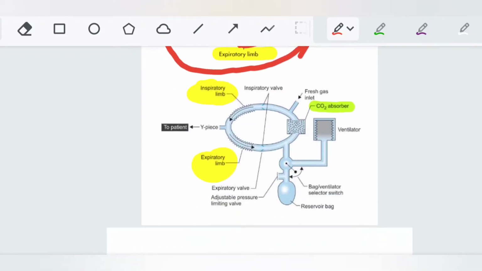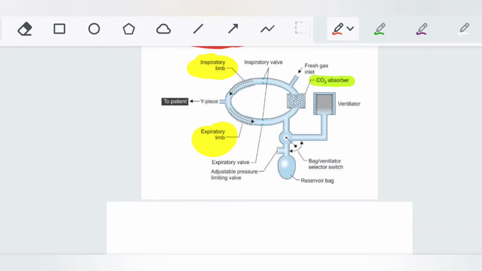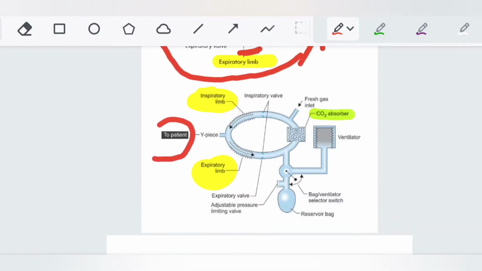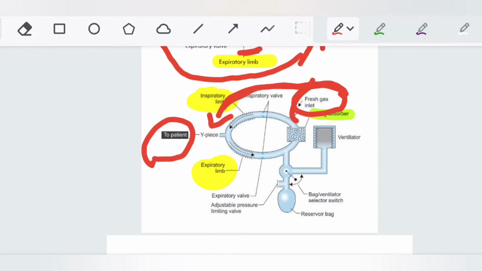Here the same thing is given. Here is the patient end, and here the fresh gas. So this will be my inspiratory limb, and from the patient to the CO2 absorber will be my expiratory limb.